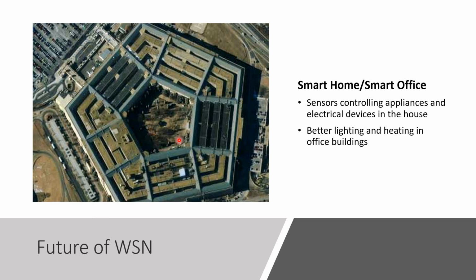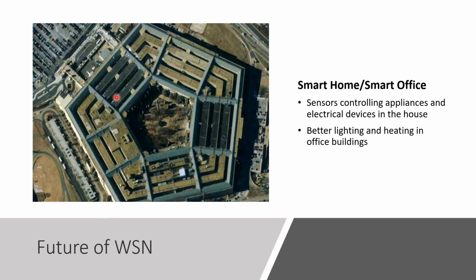The first application you can consider is the smart home or smart office. These smart homes or smart offices can contain sensors controlling appliances and electrical devices in the house. Then it can include better lighting and heating in office buildings. So the person can actually control the heating and lighting based on wireless sensor networks.